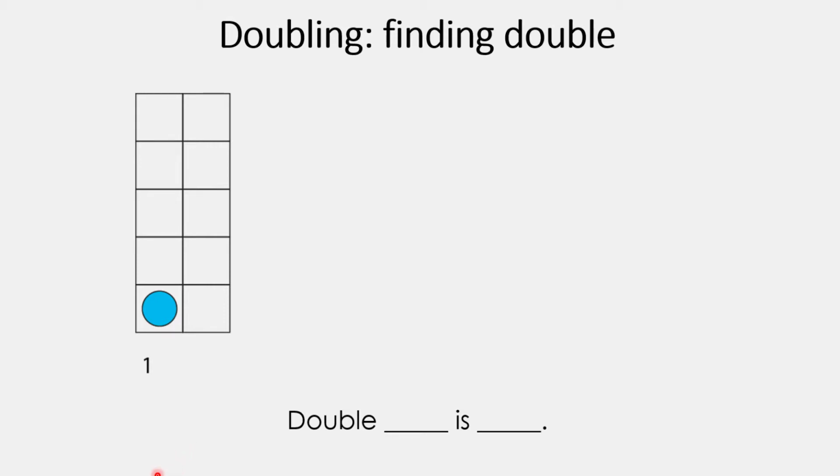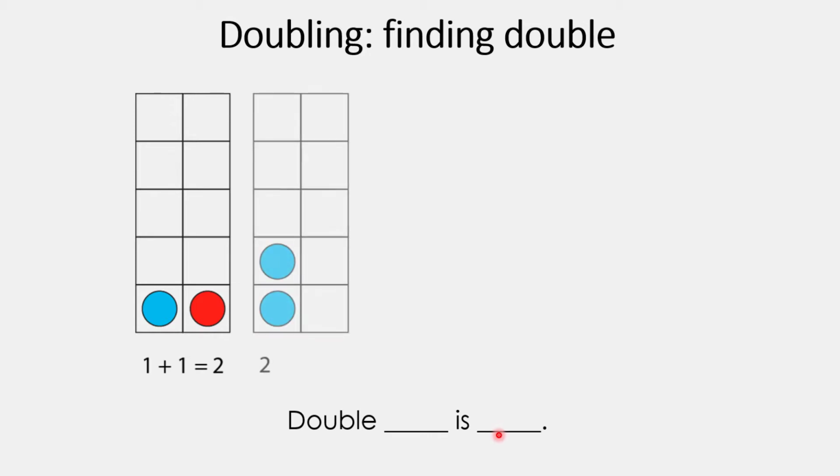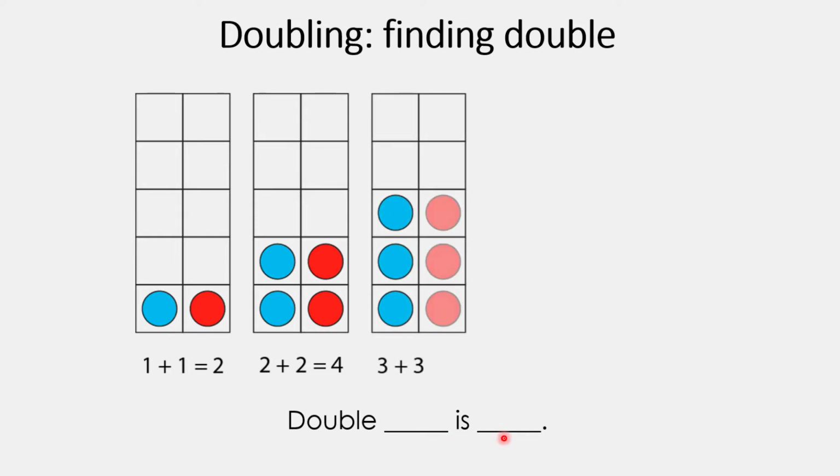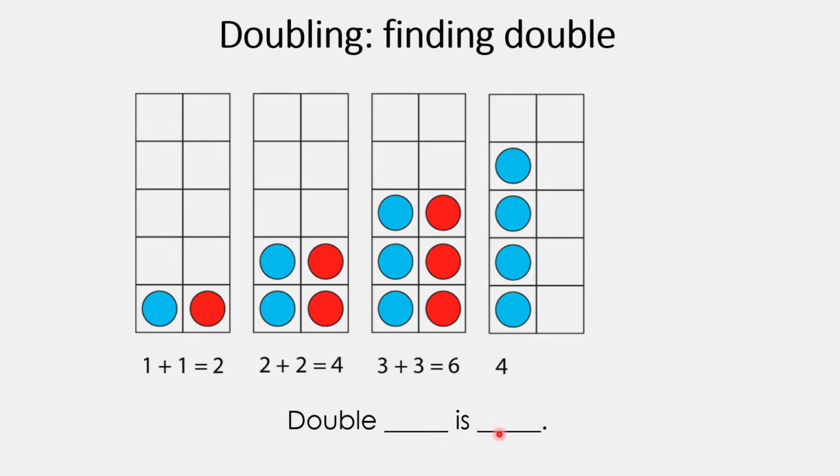Let's look at these examples. So we can see 1 plus 1, and that's equal to 2. Or we can say double 1 is 2. Next one. 2 plus 2 is equal to 4. Or you can say double 2 is 4. Next one. 3 plus 3 is equal to 6. Or you can say double 3 is 6.